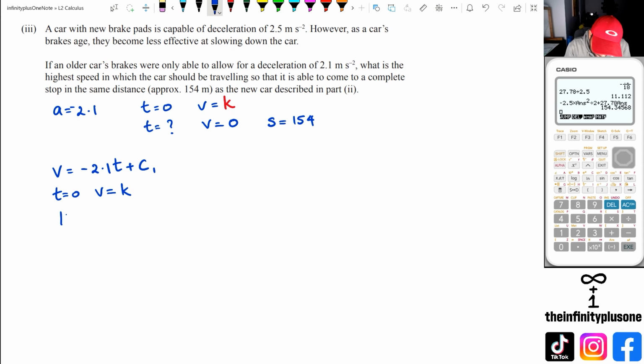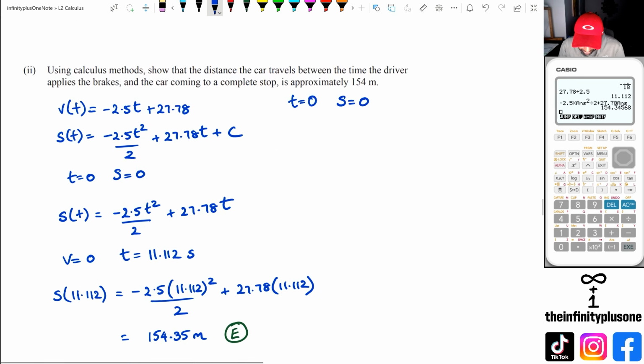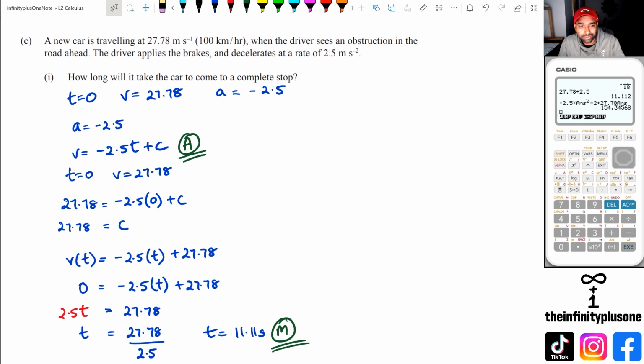So then we can say that k is equal to negative 2.1 times 0 plus c1, which is the constant. So c1 is equal to k. Therefore, we can say that the velocity function is negative 2.1 t plus k. So all I've done there is written down the velocity function with whatever the initial speed was. Now if we go back to the previous question, we did that. We're pretty much repeating the first step of this question. If you look at it, we had velocity is 27.78 and then we put v of t as negative 2.5 t right here, plus 27.78. Now we don't know what our speed is.